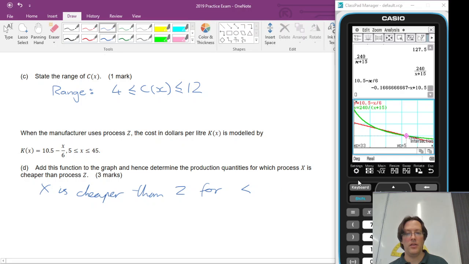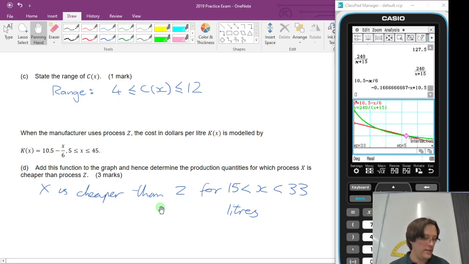And it's going to be between 15 and 33 litres. So when X is between 15 and 33, oh wait, sorry, which one is which? Oh, that's process Z. Process X is the green line, so yeah, it's between 15 and 33 litres. Process X is cheaper, otherwise it's process Z. And let's just have a look here, make sure I've done that correctly. Yep, there we go, that's correct.